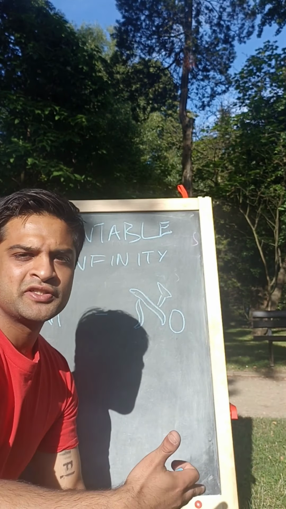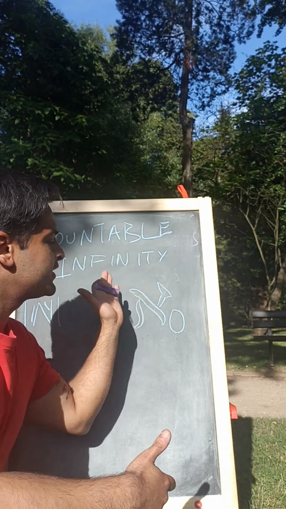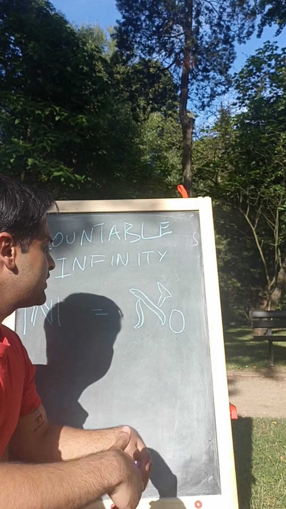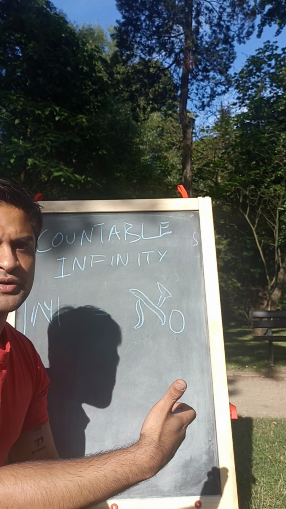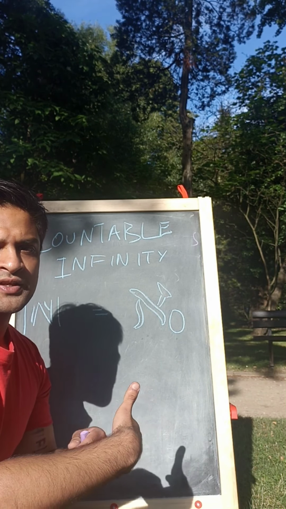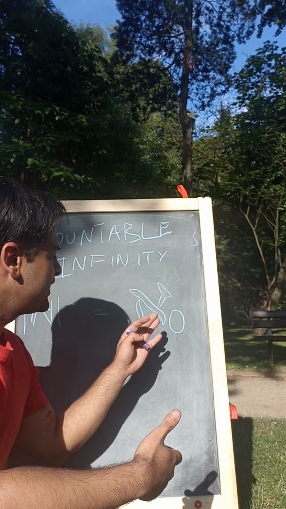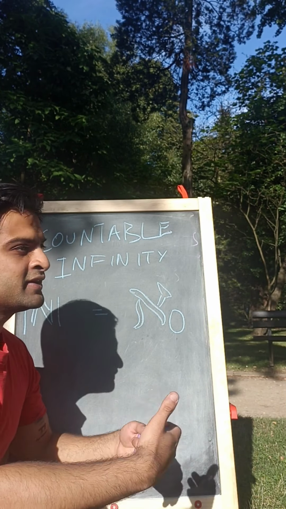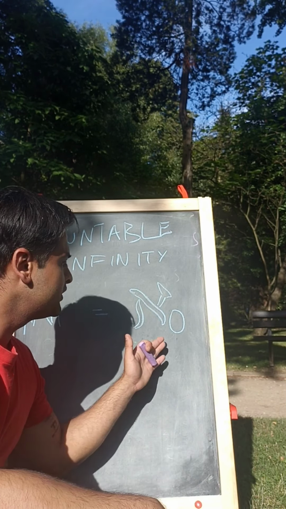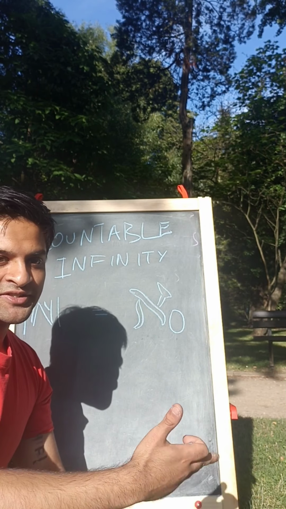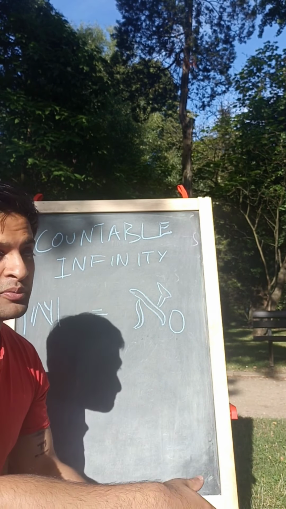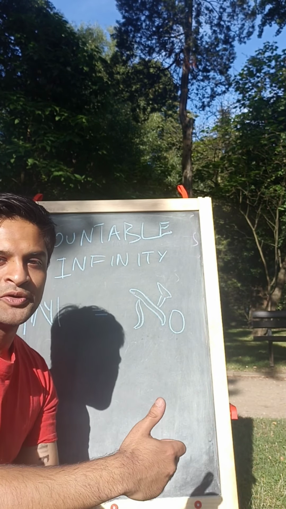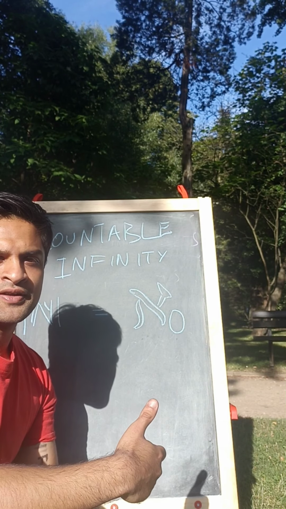Interestingly enough, this is the smallest form of infinity that we know, and we call it countable infinity, represented by the Hebrew symbol aleph. Anything which can be counted is called a countable infinity, and we call the cardinality of the natural numbers aleph null. Aleph also exists in Urdu, if you know about that.